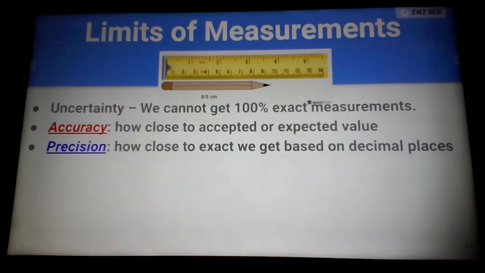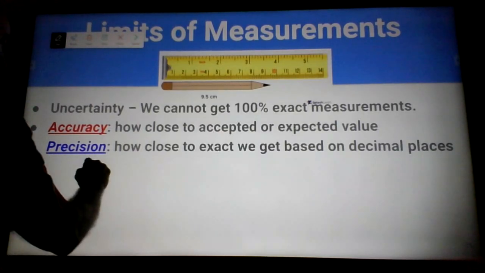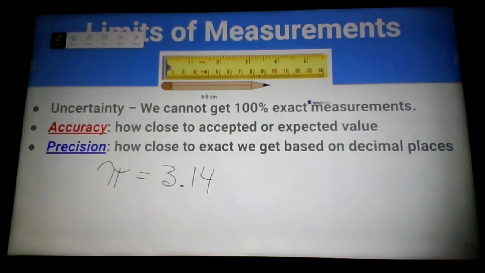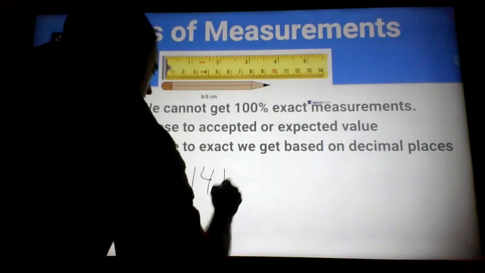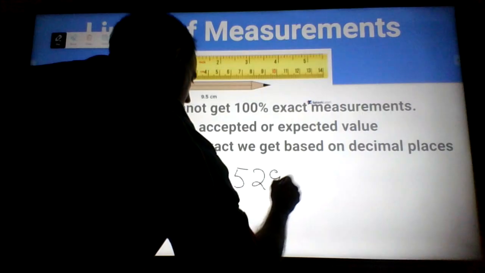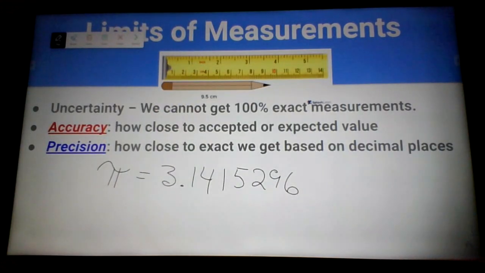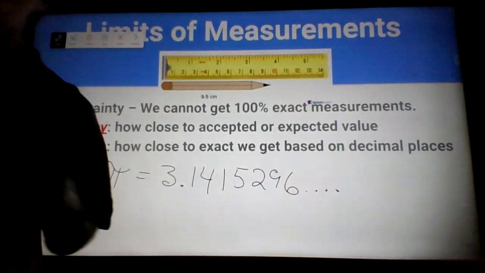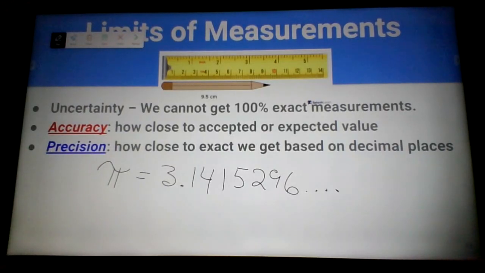Precision is how close to exact we get, and this is based on decimal places. And a great example here is a number you're all familiar with, pi. We tend to use 3.14, especially in middle school math, when we're finding the area or the circumference of a circle. However, that's not the exact value of pi. Hit the pi button on your calculator, assuming I remember these correctly, 15296, and I forget what comes after the 6, but you see that's a much more precise measurement of the value of pi. In fact, this goes on and on forever and never repeats and never ends. Pi is what we call an irrational number.